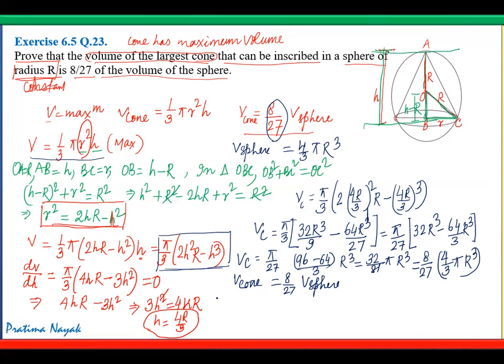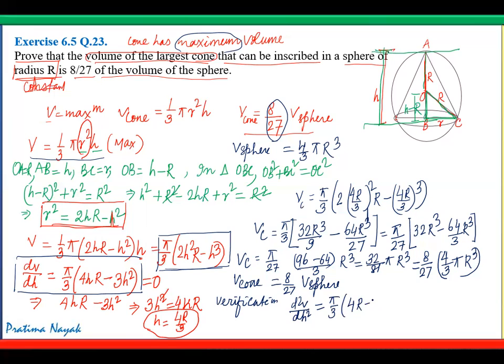Now what? Verification. How to do verification? I'll go for dV by dH. You have to prove that the second derivative will be negative, because it is maximum. When it is maximum, the second derivative will be negative. So I'll differentiate dV by dH again, d square V by dH square. How much will it be? Pi by 3 constant, and the derivative is 4R minus 6H.